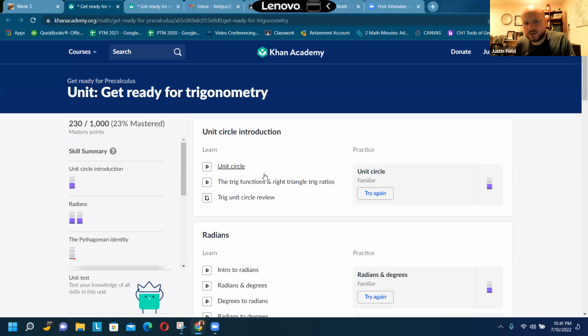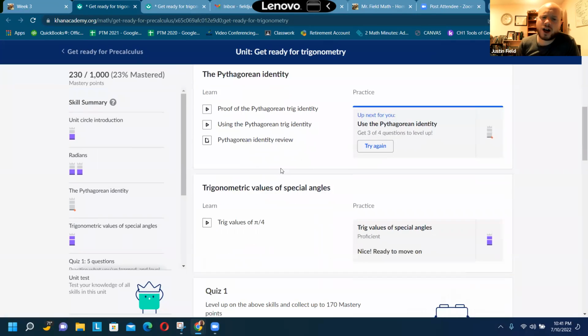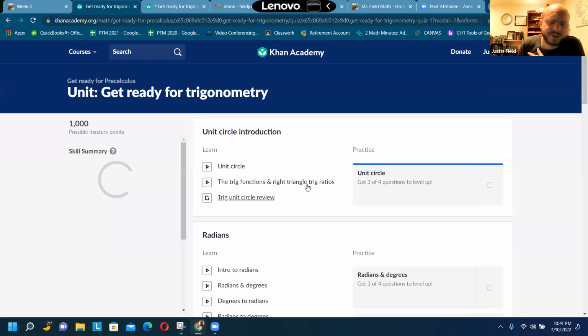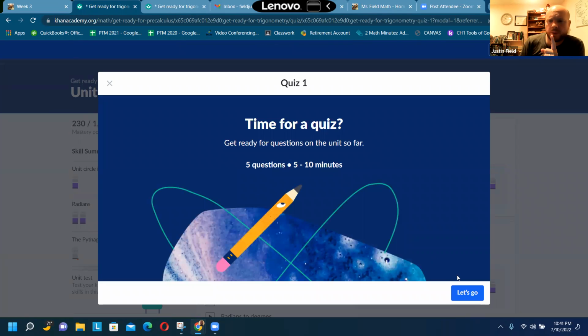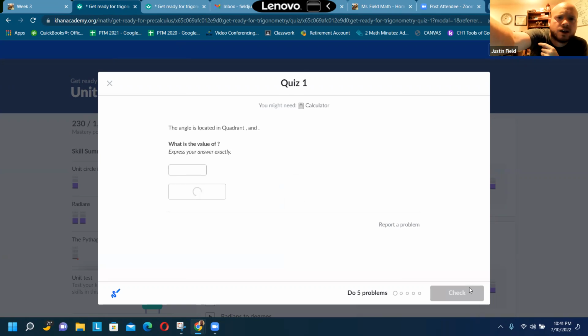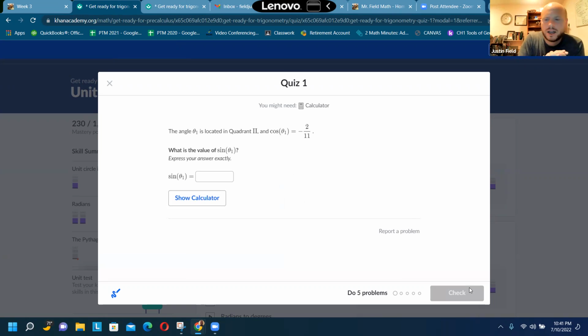Moving right along to some trig. Oh boy, the unit circle. I love the unit circle so much. It was really hard for me in Algebra 2 way back in the day. And then I said to myself, I will learn this thing. What is the angle theta sub 1? The angle theta sub 1 is located in quadrant 2, and cosine of theta sub 1 equals -2/11. What is the value of sine theta sub 1?